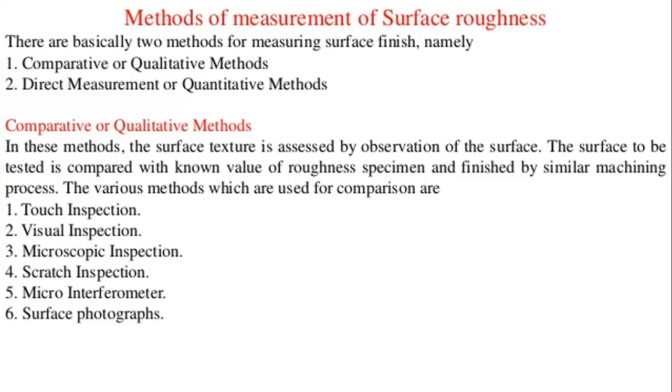And the various methods which are used for this type of comparison are these 6 types of inspection methods. First one is the touch inspection, second one is the visual inspection, third one is the microscopic inspection, fourth one is the scratch inspection, fifth one is the microamphometer inspection, and the last one is the surface photographs inspection. So by seeing the surface photographs only.